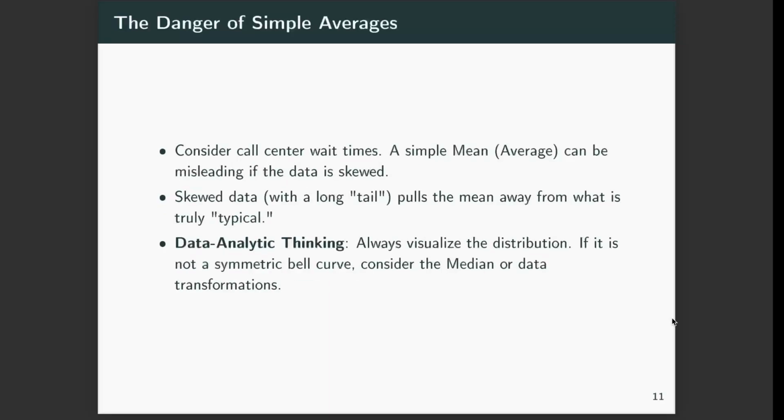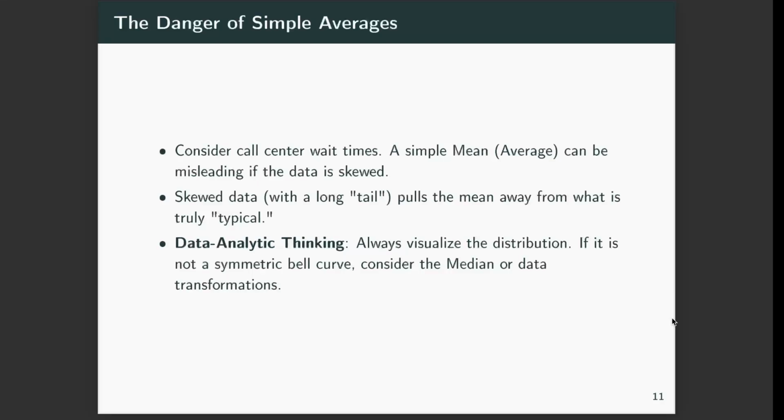Now, how do we actually build a profile? The most naive approach is to just compute the mean, the average, of each variable. But this slide highlights a crucial cautionary lesson that every data scientist must internalize. Simple averages can be deeply misleading. Let us consider a concrete example involving call center wait times. Suppose you compute the average wait time across all callers and get a number like 4 minutes.